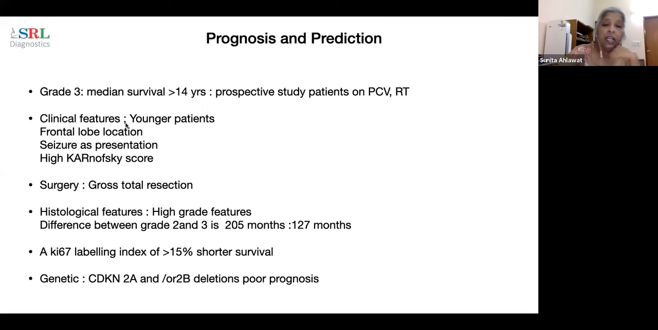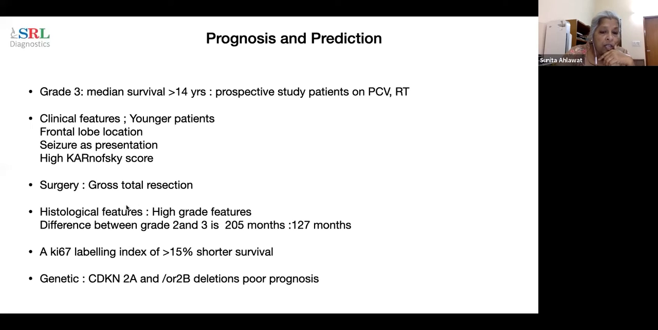The clinical features which give it a better prognosis are younger patient, frontal lobe location, seizures at presentation, and high Karnofsky score. Surgery: if gross total resection has been achieved, then it also gives a good prognosis.